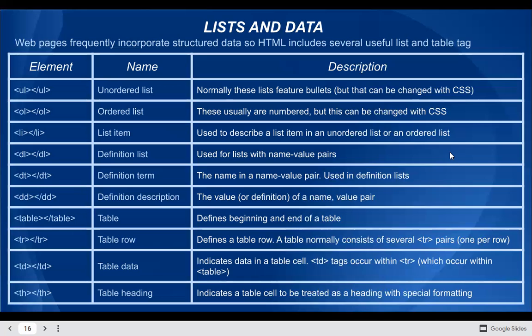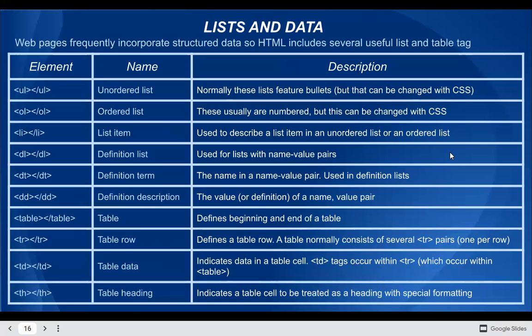Now comes the table. A table is used to show data in tabular form. For this, we use the table tag. And for a table, we need rows and columns. For the row, we use tr, which defines the table row. A table normally consists of several tr tags, and then we have td, which indicates the data in the table cell. Then we have th, which indicates the table heading, a table cell treated as a heading with special format.